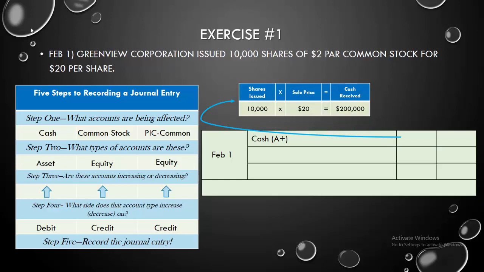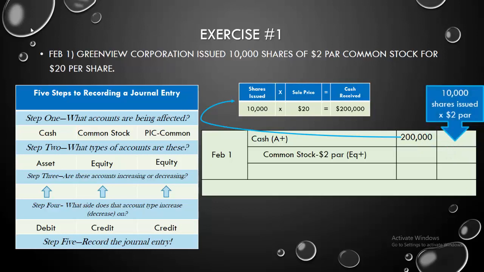We can find that by taking the number of shares that we are issuing and multiplying it by our sale price. We're selling 10,000 shares at a market price of $20 a piece, which means Greenview Corporation is going to receive $200,000 in cash. For our credit to common stock with a $2 par, we are going to figure out how much to credit that for by taking the number of shares issued and multiplying it by the par price of the stock. So 10,000 shares issued, $2 par means $20,000 of that $200,000 we're raising can be attributed to the par price of the stock that we are selling.